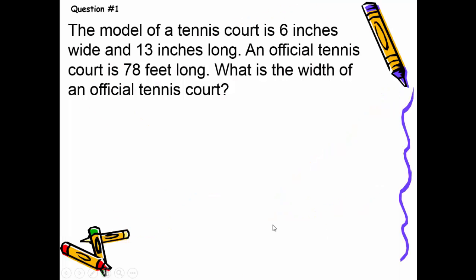Tonight's video is to help you prepare for tomorrow's test. The model of a tennis court is 6 inches wide and 13 inches long. An official tennis court is 78 feet long. What is the width of the official tennis court?